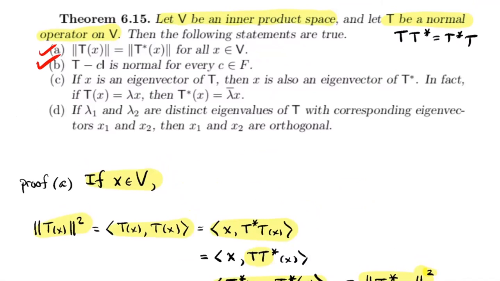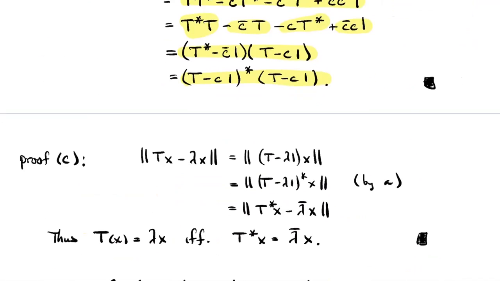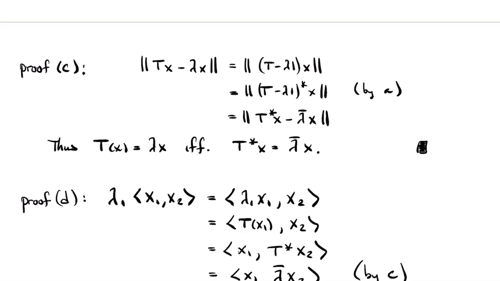To prove C, I want to show that if you take an eigenvector for T, it's also an eigenvector of T star with the conjugate eigenvalue. So let's look at, say, for any x in V and a lambda in F, the length of Tx minus lambda x. I just rewrite that operator in that form. And now we just proved that for normal operators, the length of their image at x is the same for the adjoint. So by part A, applying part A to the operator T minus lambda I, I get that.